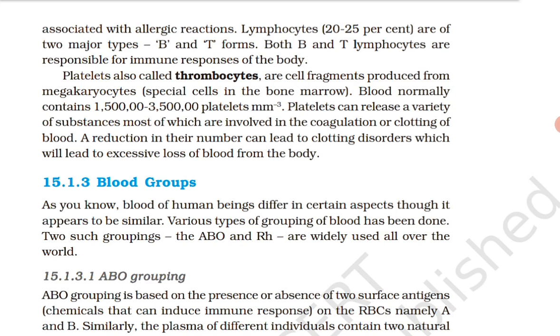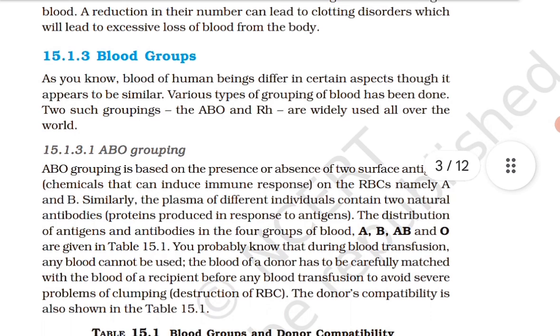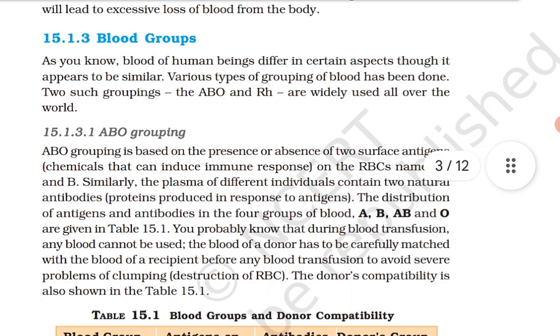Eosinophils allergic reaction में क्या करती है? Associated है allergy reaction. ठीक है, यहाँ पे डायग्राम दिए हुए हैं. Lymphocyte का परसेंटेज है 20 से 25%. The two major types are B and T forms. Both B and T lymphocytes are responsible for immune responses of the body.